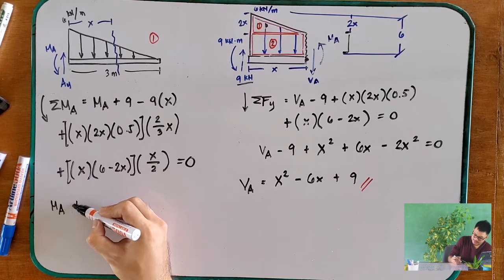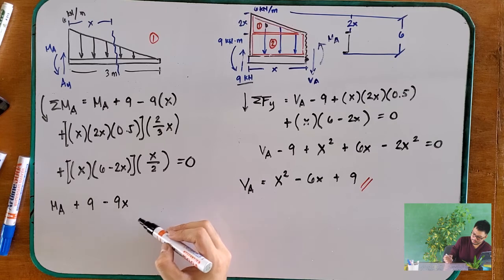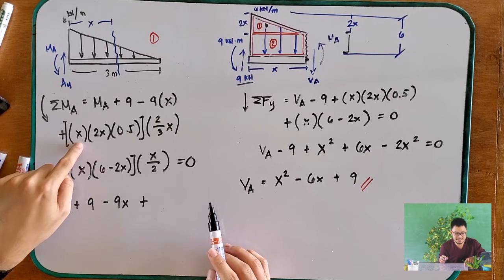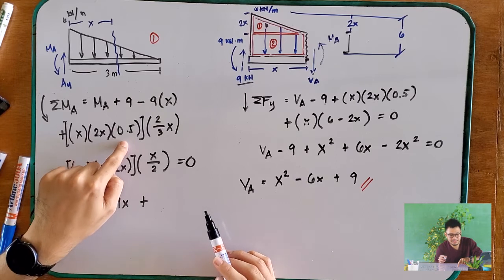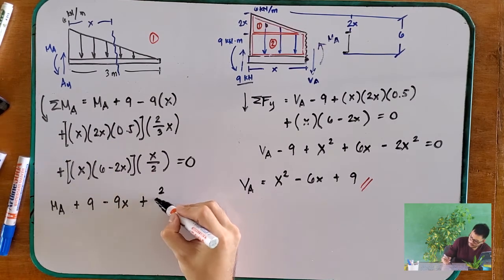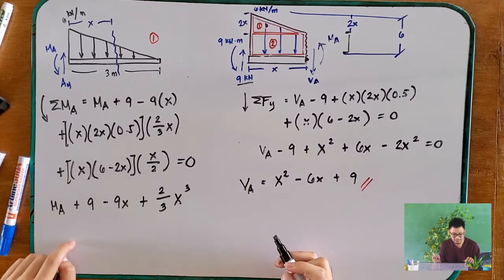Simplify. Okay, keep going. So, MA plus 9 minus 9x, plus, for this one, x times 2x, 2x squared. 2x squared divided by 2, x squared. x squared times 2 over 3x. 2 over 3x cubed. Right?